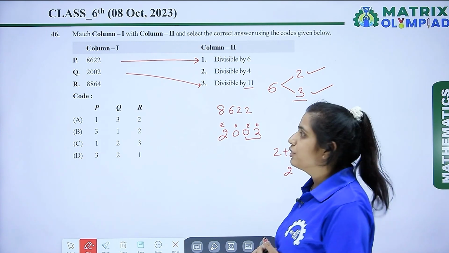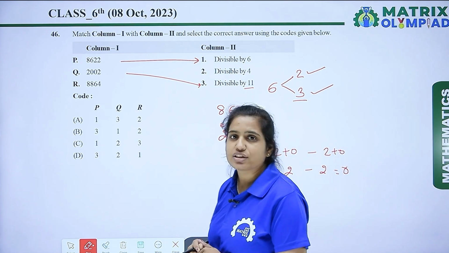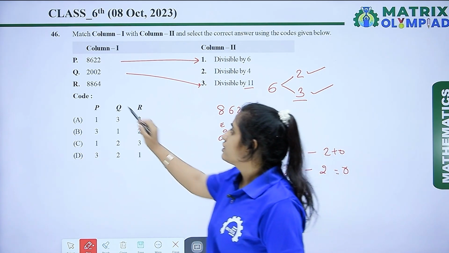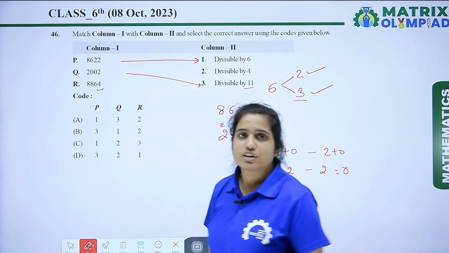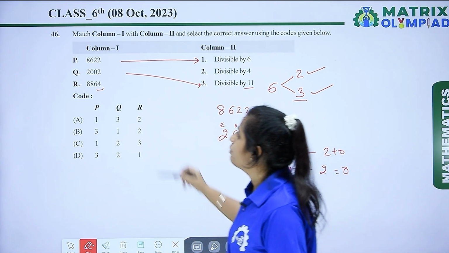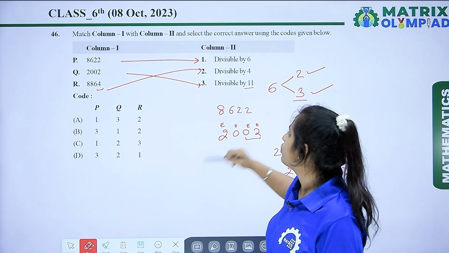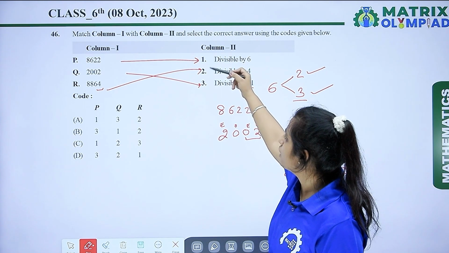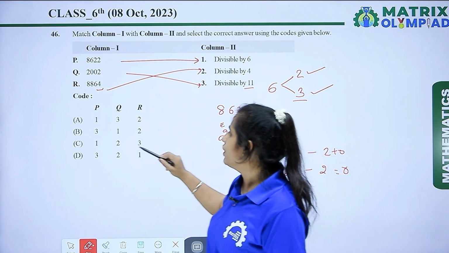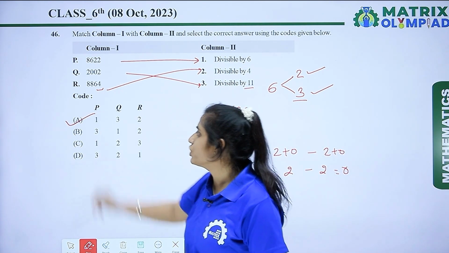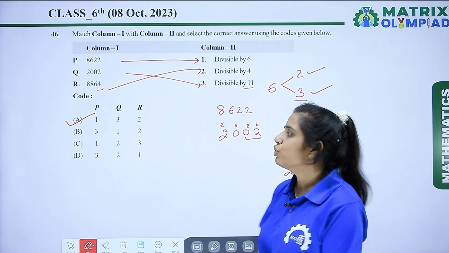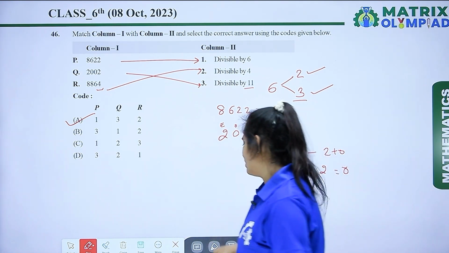Now the last number, that is 8864. लास्ट डिजिट है 64. 64 क्या है, 4 से डिविजिबल हो सकता है, तो जो हमारा नंबर है 8864 is divisible by 4. So here the sequence will be 1 3 2. So 1 3 2 is in the option A. So according to question, option A is the correct answer.